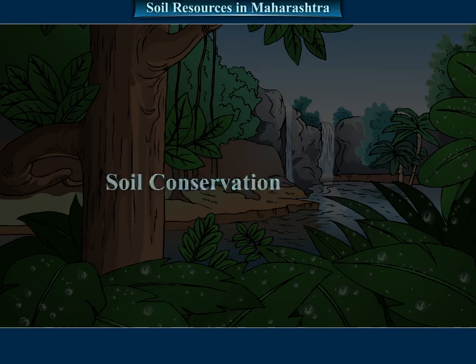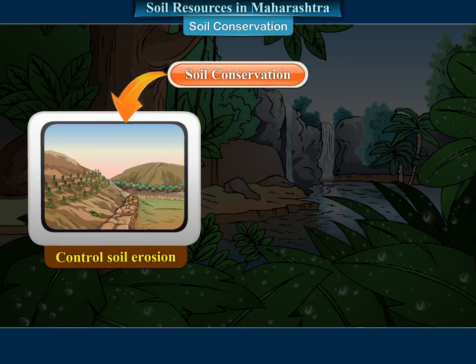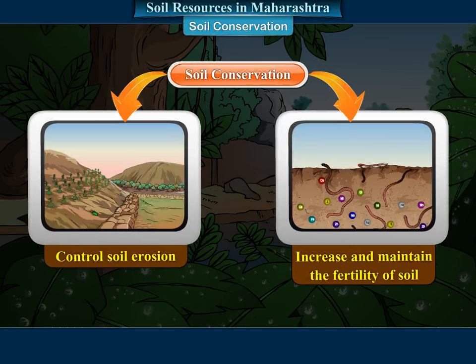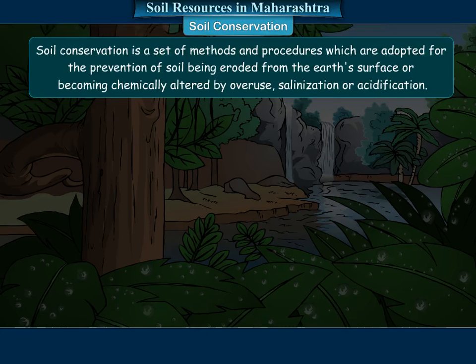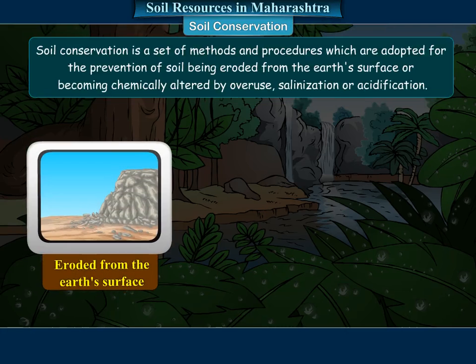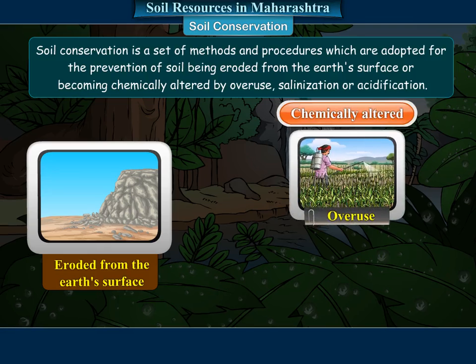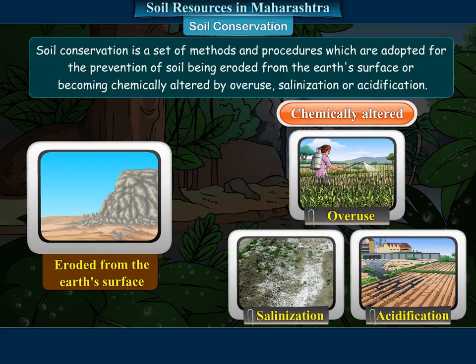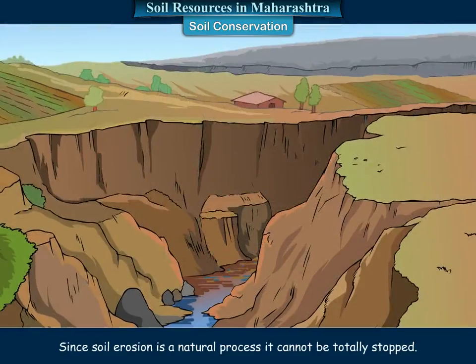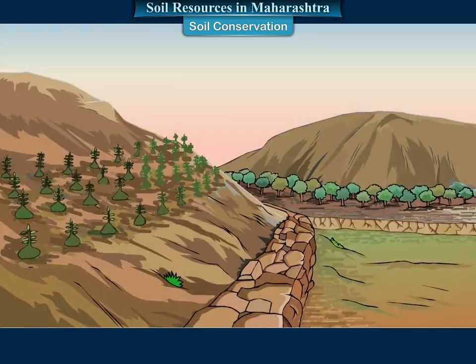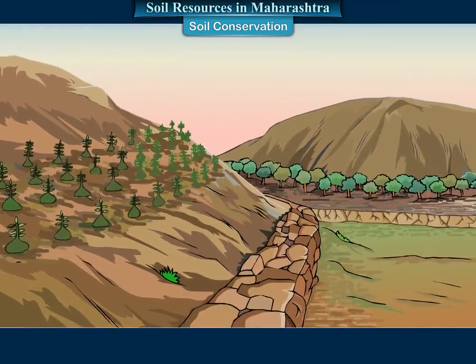Soil conservation. Soil conservation means to control soil erosion or to increase and maintain the fertility of soil. Soil conservation is a set of methods and procedures which are adopted for the prevention of soil being eroded from the earth's surface or becoming chemically altered by overuse, salinization or acidification. Since soil erosion is a natural process, it cannot be totally stopped. We can only reduce the amount of soil erosion.